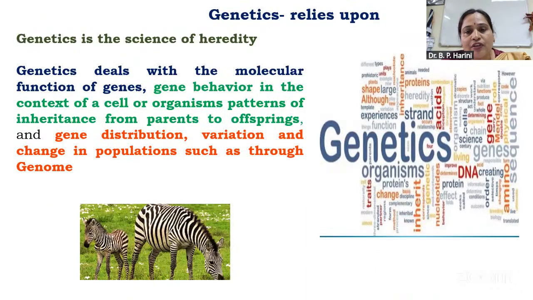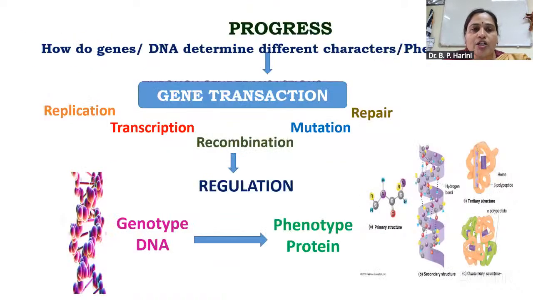So genetics is the science of heredity, and genetics deals with the molecular function of genes and gene behavior in the context of a cell or organism, patterns of inheritance from parents to offspring, and gene distribution, variation, and change in populations, such as through genomics. So the question is, how do genes or DNA determine different characters or a phenotype? They have to undergo a lot of transactions. Gene transactions proceed stepwise: replication, transcription, recombination, regulation.